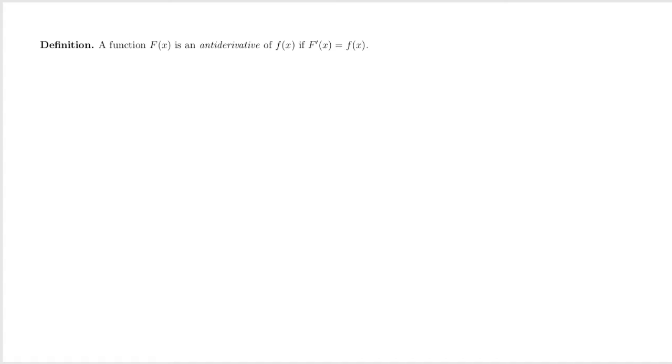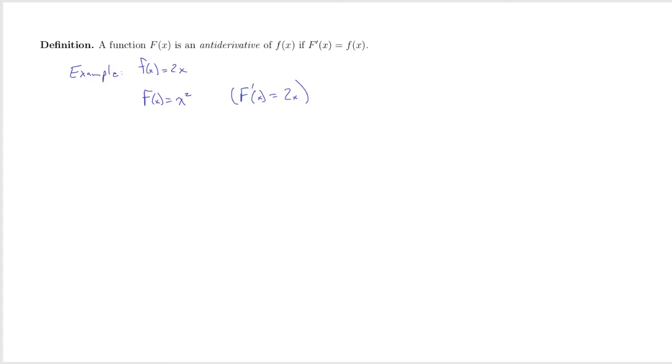And that brings us to this definition. We'll call a function capital F of x an antiderivative of a function lowercase f of x if, when you take the derivative of capital F of x, you get little f of x. For example, suppose I give you the function f of x equals 2x. You could probably guess that capital F of x equals x squared is an antiderivative.